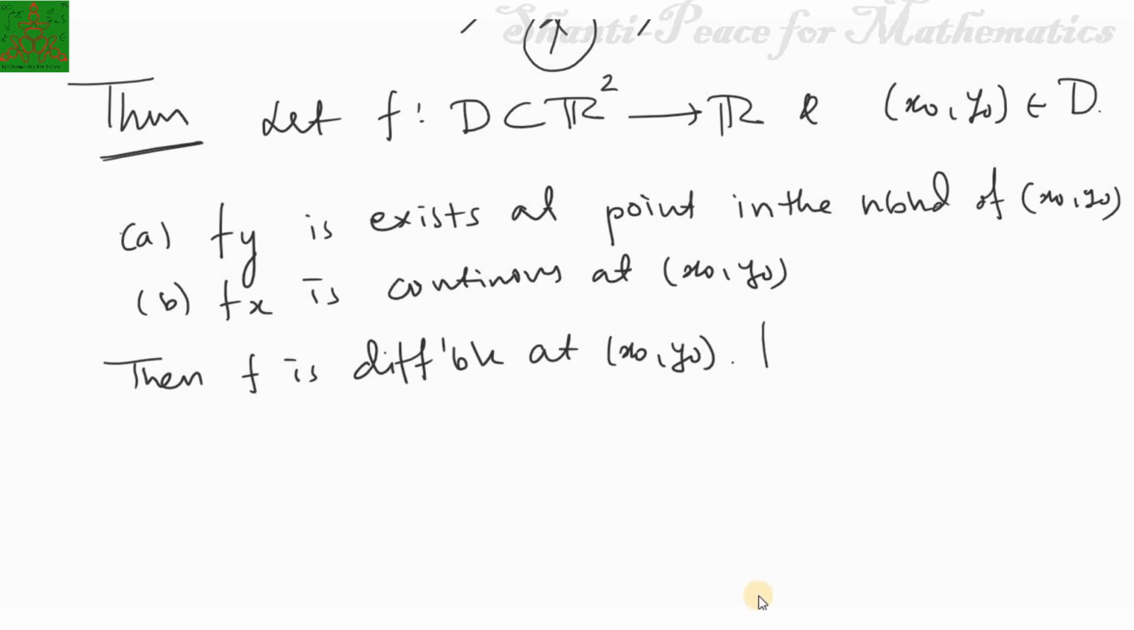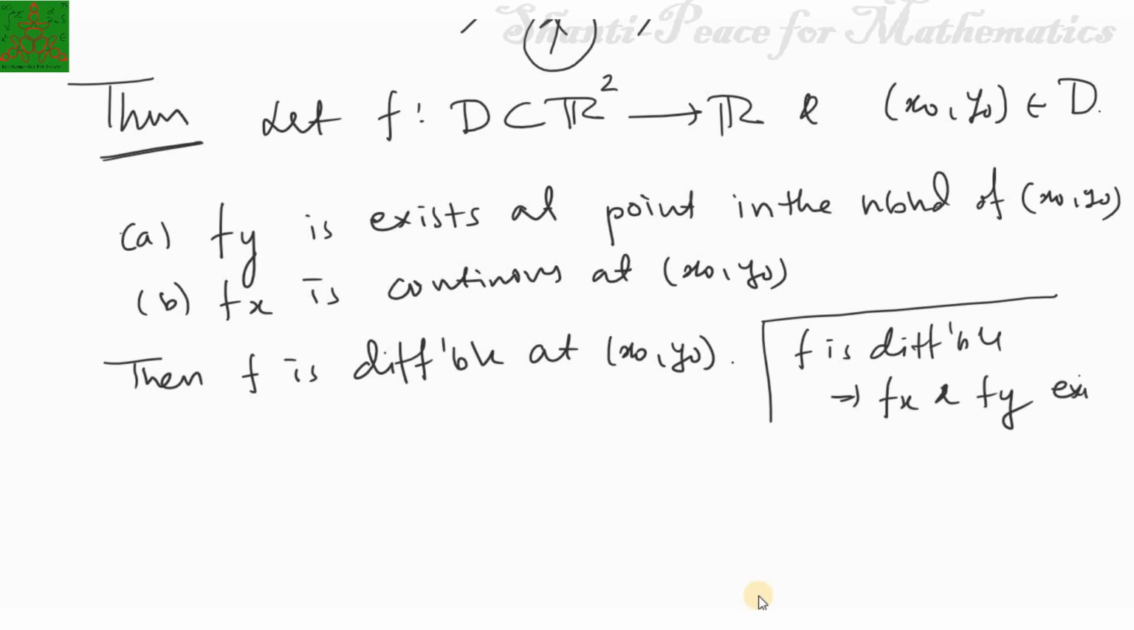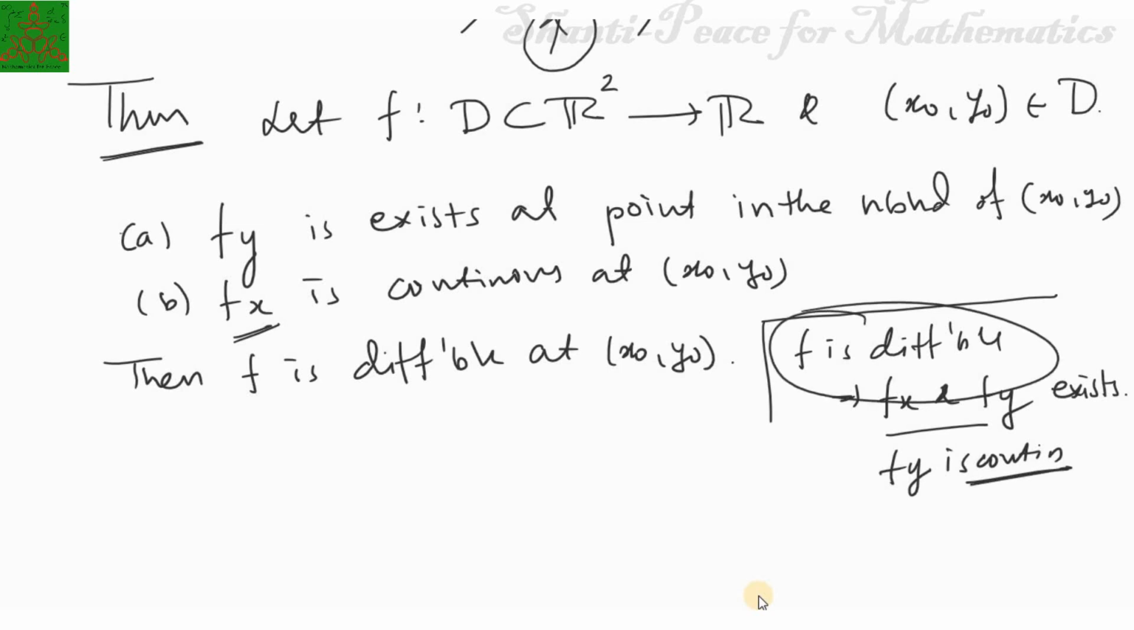Now, as we have discussed earlier, if f is differentiable, that implies that fx and fy exist. The converse is not true. So what we are doing here is making one extra condition to make the converse hold, that is, we are adding one more condition here: fy is continuous. If fy is continuous, then f will become differentiable.